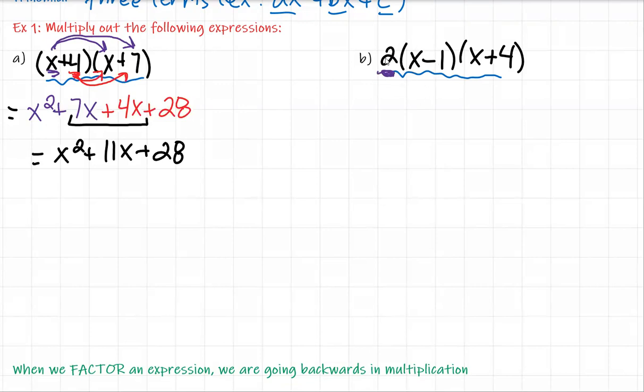We can either distribute the 2 into x minus 1, or we could distribute the 2 into x plus 4, or we can go ahead and multiply x minus 1 and x plus 4 out first and then distribute the 2. Those are your only three options. Now notice that one of the options was not to distribute the 2 to everything, right? Because you can think of this expression as just like a number. This expression could very well be just like 5.